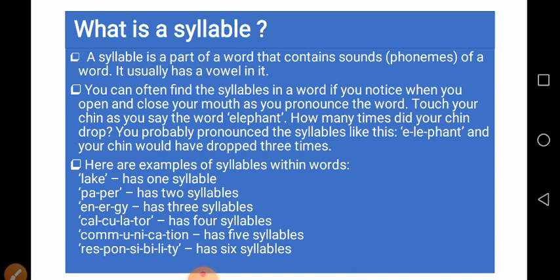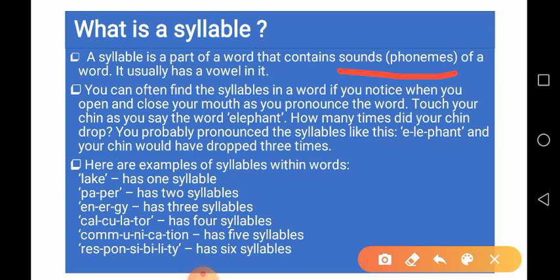So, in this slide we learn what a syllable is. In the last slide I explained what a syllable is; here we repeat it again. A syllable is a part of a word that contains sounds, meaning phonemes of a word. It usually has a vowel in it. A syllable is a part of a word.